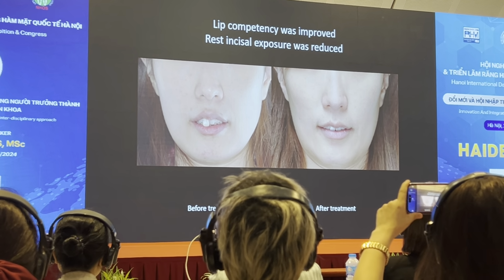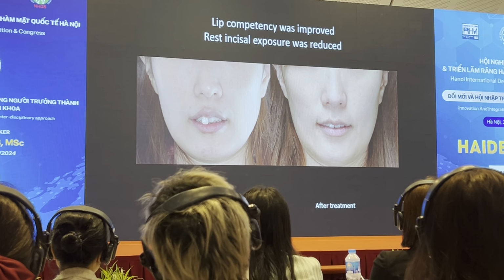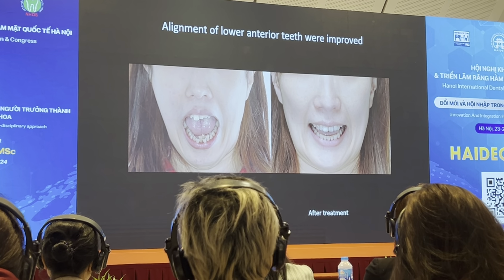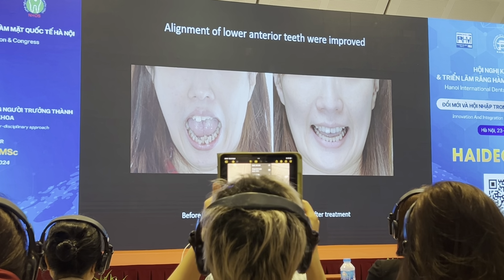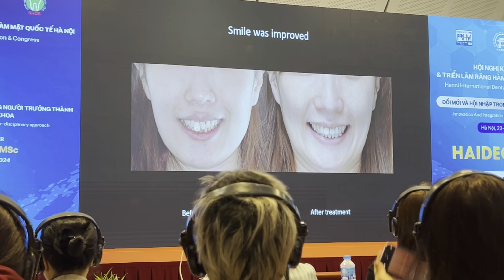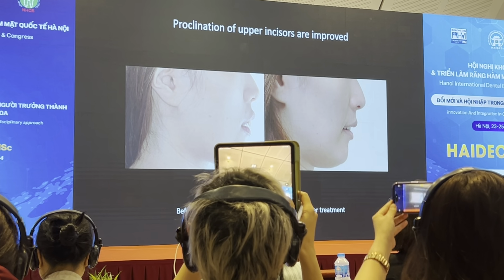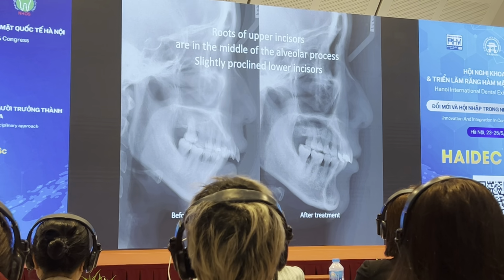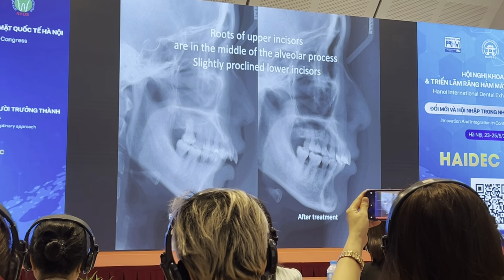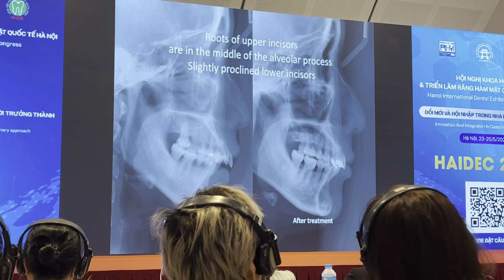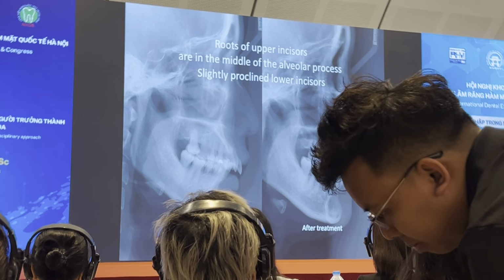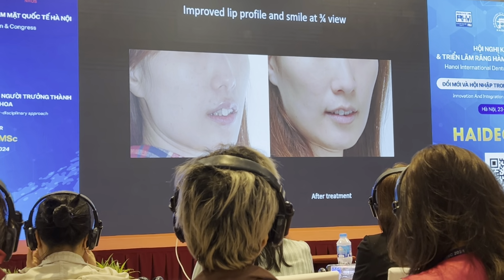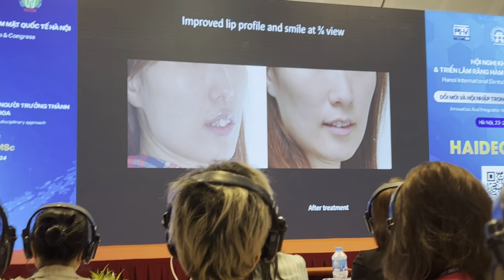Lip competency was improved, rest incisor exposure was reduced. People can see the well-aligned lower teeth when she smiled. So her smile was improved. The poor condition of upper incisors was improved. Roots of upper incisors were brought in the middle of the alveolar process. The lower incisors were protruded slightly. Her face and her smile were also improved at the 3/4 view.